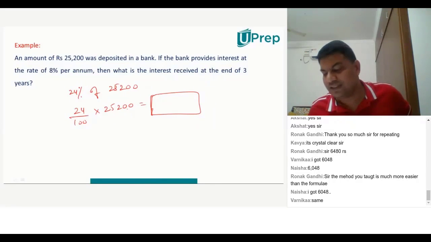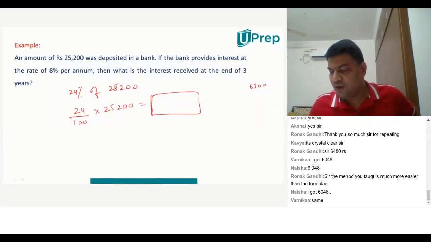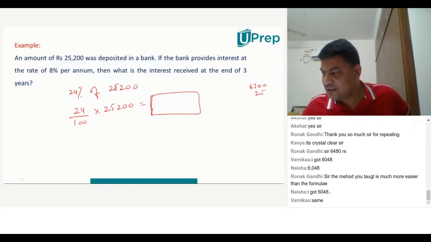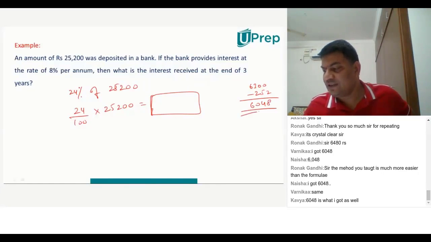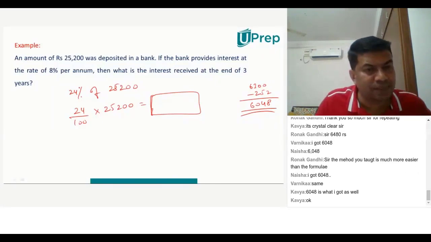25,200, 24,000 is 6,012 is 3,300 is your 25%. 1% less, 1% is 252 less. So it should be 6,048. That should be the right answer. 6,048 is a perfect answer.